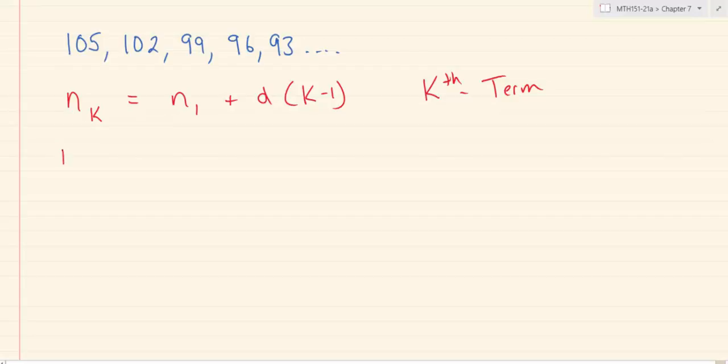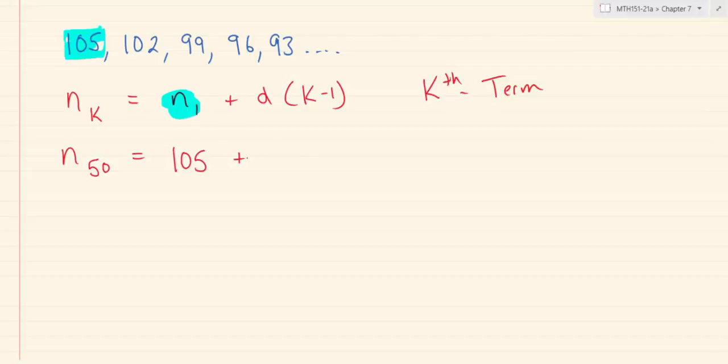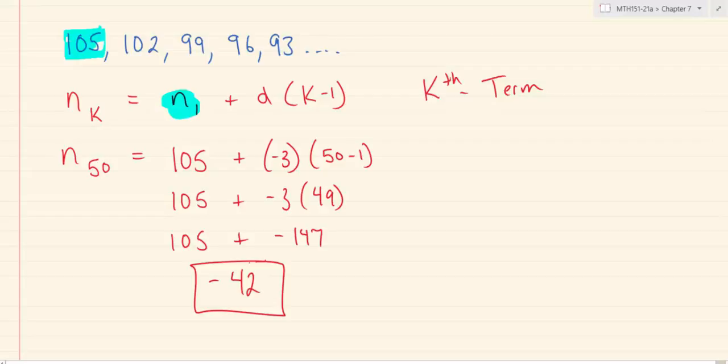Okay. So n sub 50 is going to be equal to, what's n sub 1? Yep, 105 is your first term. Plus, what's your common difference? Negative 3. Why negative 3? Because it's going down instead of up. We just say the common difference is negative 3. And we're looking for the 50th term, so k is 50, so that's 50 minus 1. Now you've got to do some arithmetic. If you continue this sequence out to 50 numbers, that 50th term is going to be negative 42.